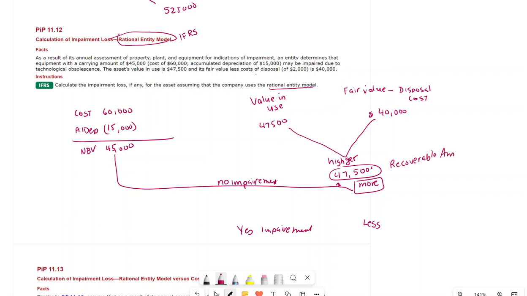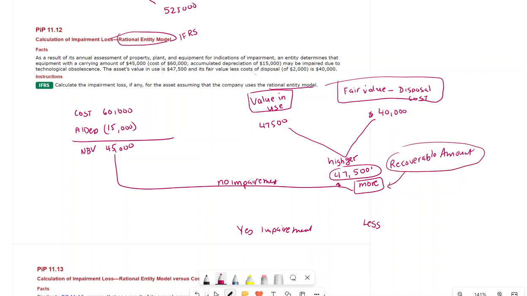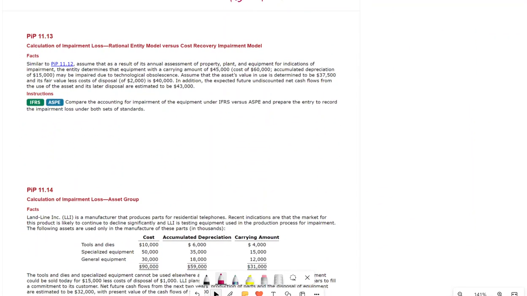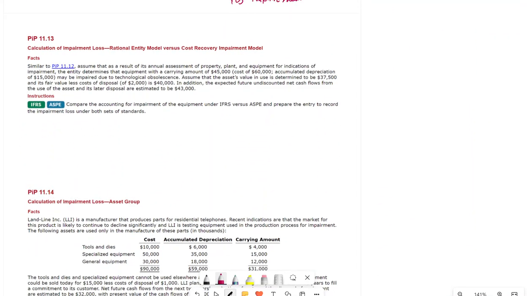If you were to be asked a multiple choice question, when you compare the fair value less disposal and value in use, the higher of the two is what we call the recoverable amount. If the recoverable amount is more than the net book value, there is no impairment. If it was less, there is an impairment. Now we're doing the same question under ASPE and IFRS, and they are going to ask you to do a journal entry. So let's do both.